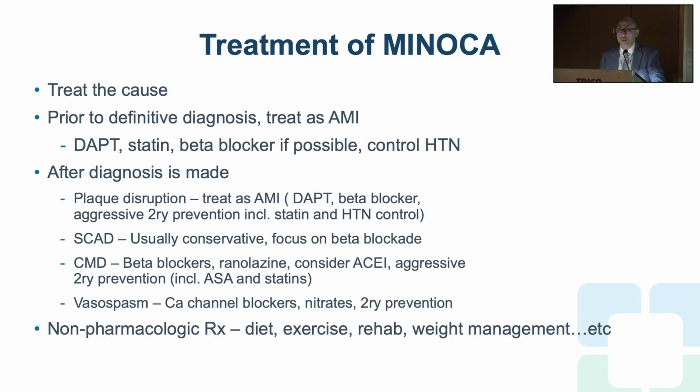With vasospasm, we focus on calcium channel blockers. We use nitrates typically as a secondary agent, and spasm also typically happens in patients with mild atherosclerosis, so secondary prevention, again, is important. Non-pharmacologic treatment, cardiac rehab, and diet and exercise are also very relevant.